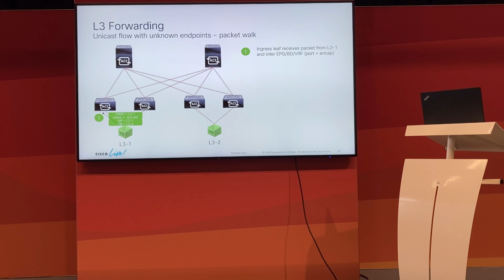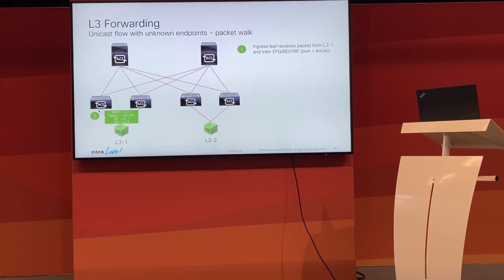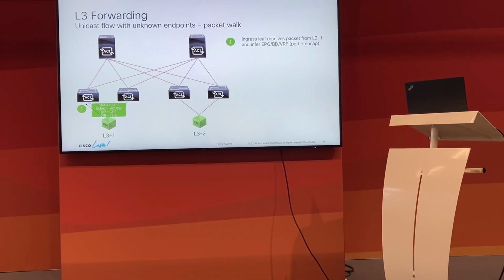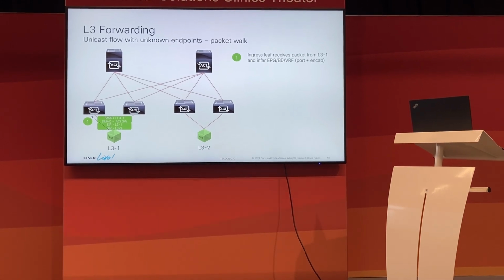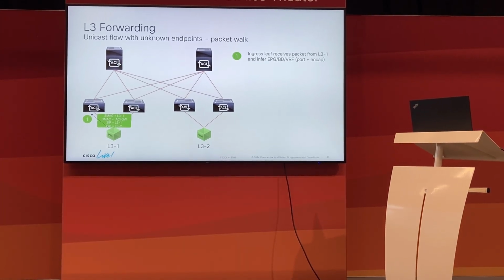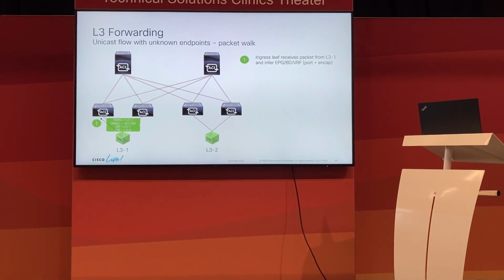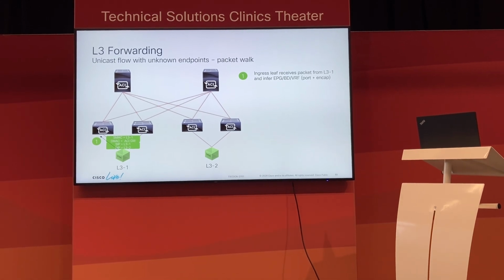Let's take the fabric as before. So this time we are starting with the unknown endpoint. I'm not going to cover the known endpoint scenario for layer 3, simply because it's very similar to what we saw for layer 2. It's actually exactly the same. Instead of doing a MAC lookup, we will be doing an IP lookup in the endpoint table, but the rest is exactly as is. So let's move forward with the unknown endpoint scenario.